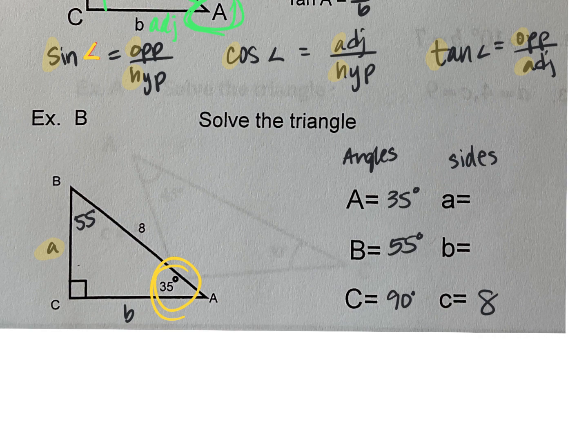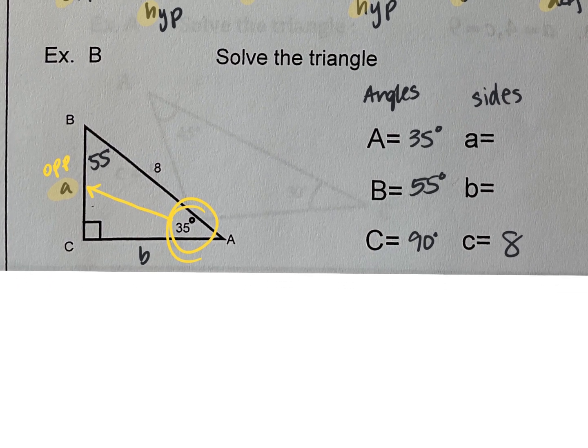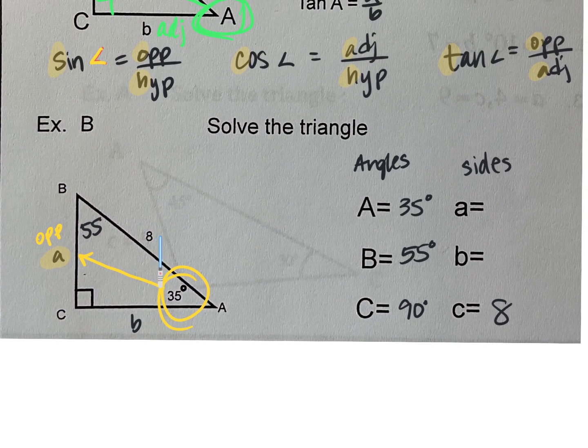And if I'm using 35, side A would be considered what? Hypotenuse, adjacent, or opposite. Sometimes it helps some people to label them. You guys, what's 8 considered? The hypotenuse. What's B considered if we're just looking at angle 35? That would be the adjacent one. So now we got to decide, SOHCAH or TOA, to find side A. You're saying sine, because the sine of 35 would be opposite, which we don't know, over hypotenuse, which we do know. I like that. That leaves us with only one variable of A.